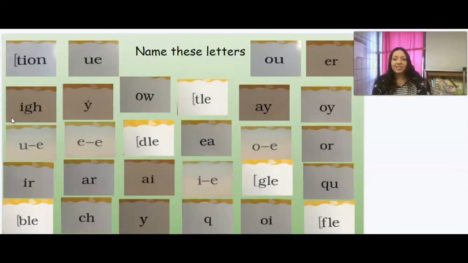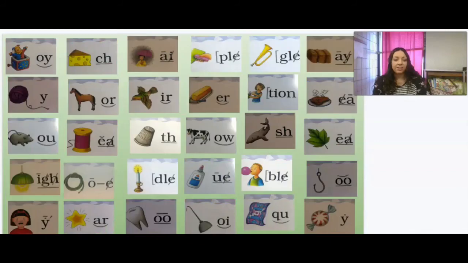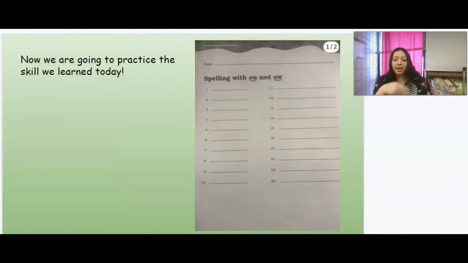Okay, so here is our new letter cards. And so remember, we didn't add anything today because we were just talking about spelling OU and OW. And our letter sound cards have stayed the same. And so what we're going to do is we're going to go ahead and get our activity sheet out so we can practice spelling with that OU and OW pattern.